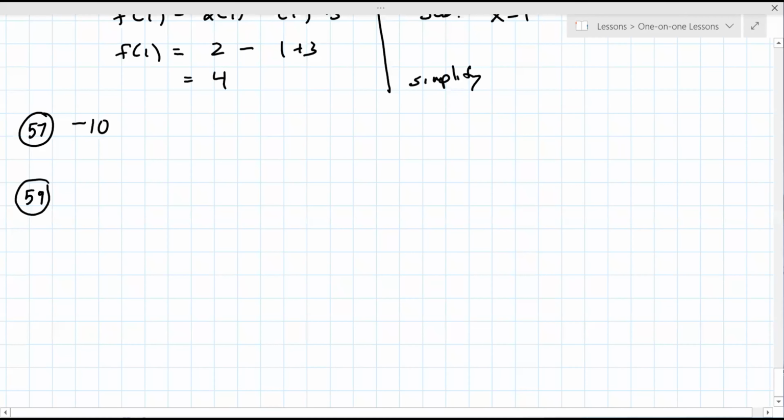This one is a function where there's no x. So 59 says f of x equals 5. Well, if you put 9 in for x, nothing changes on the right-hand side. So it's just the answer, f of 9 equals 5, and that's it. Yes, nothing changes.